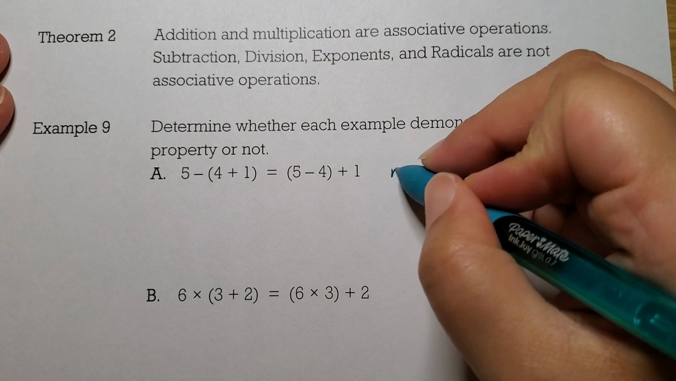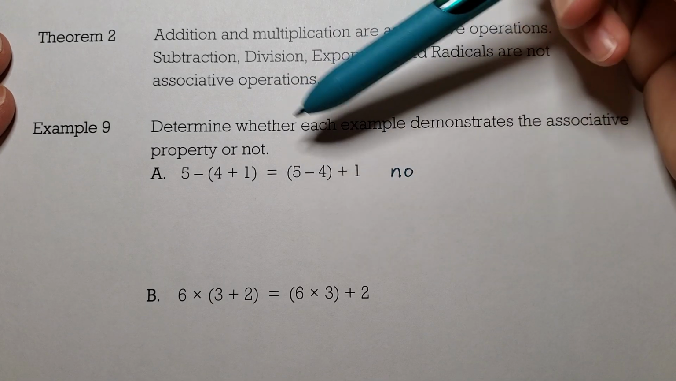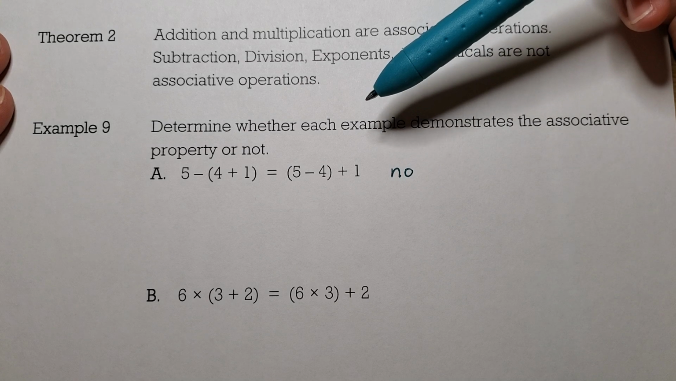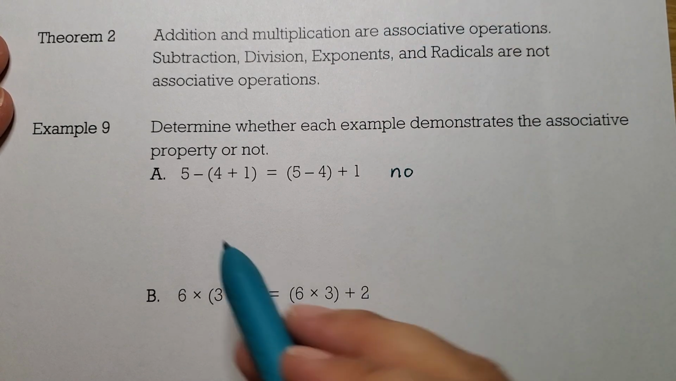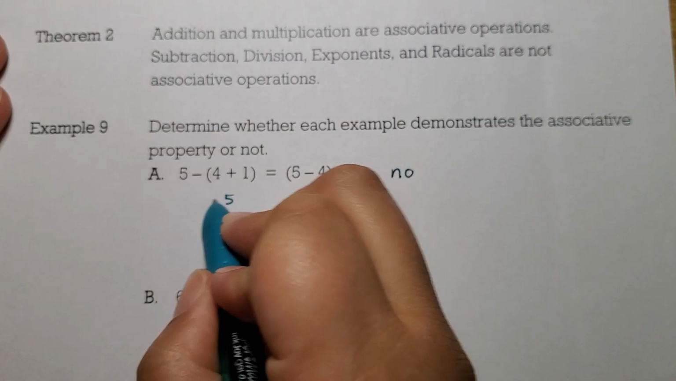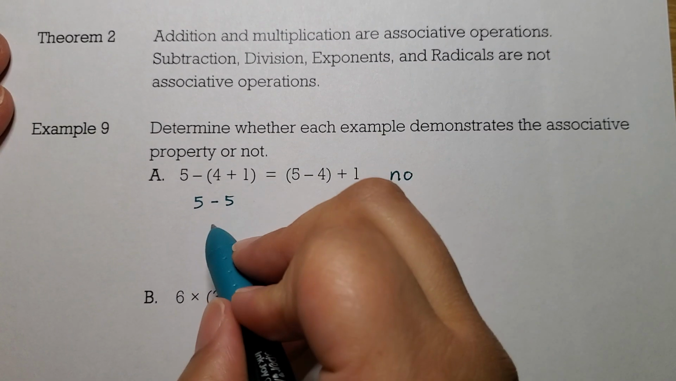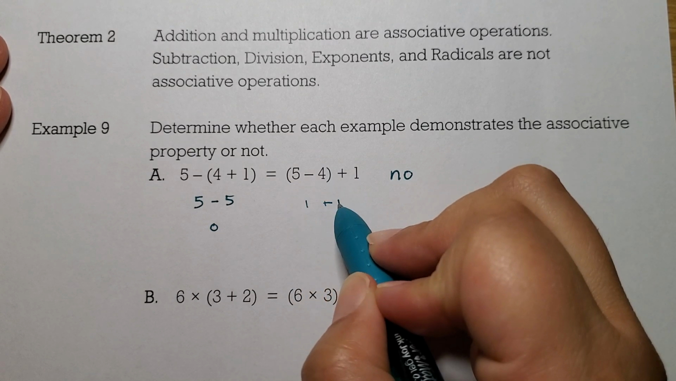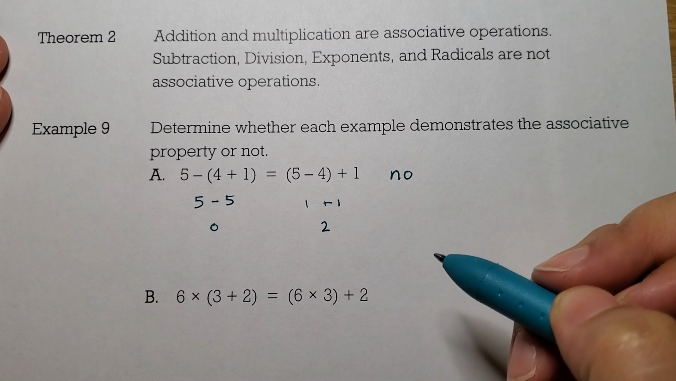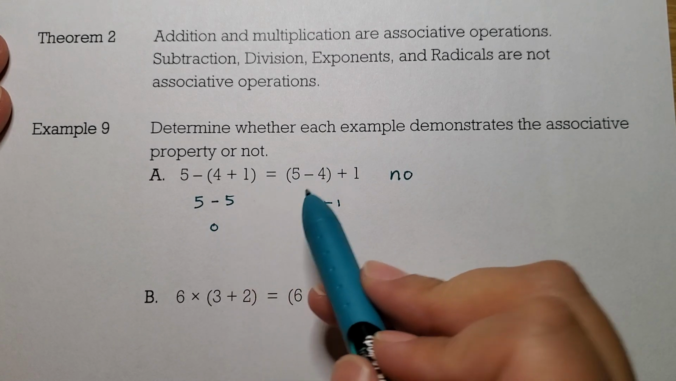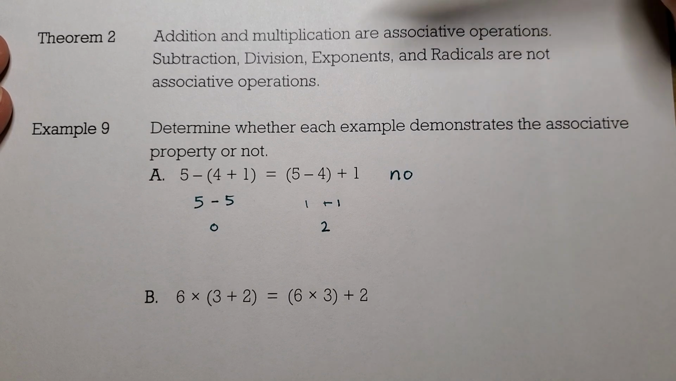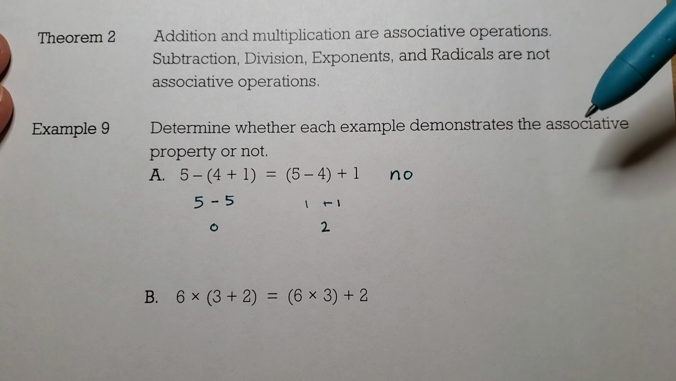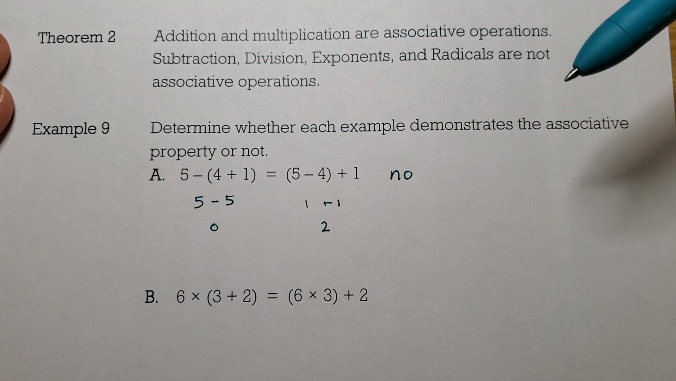This one does not demonstrate the associative property, and that's because of this subtraction. If I follow my order of operations, I'm going to end up getting something different. 4 plus 1 is 5, and 5 minus 5 is 0. While here, 5 minus 4 is 1, and 1 plus 1 is 2. So we get different things on either side. This is because subtraction is not an associative operation. So if you subtract, you're going to get different answers.